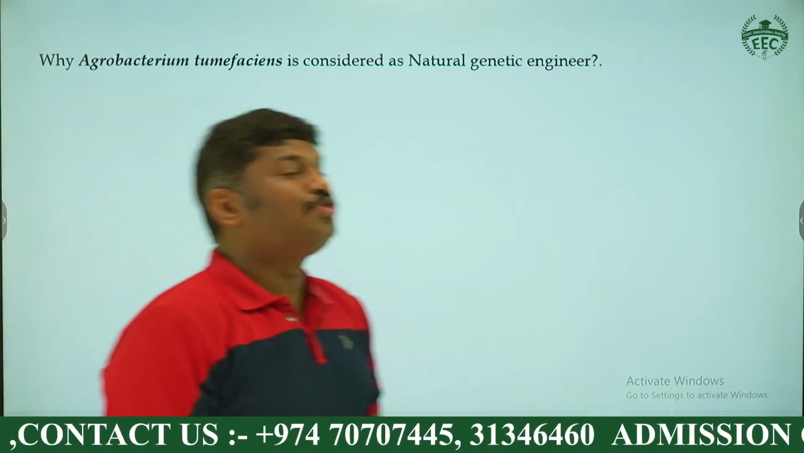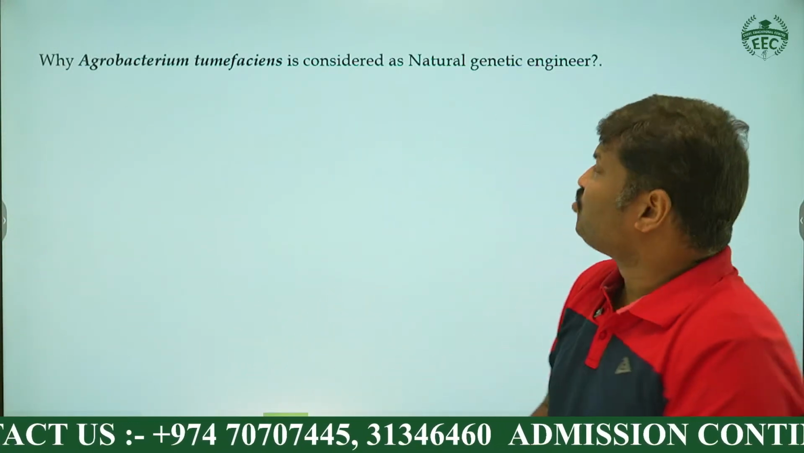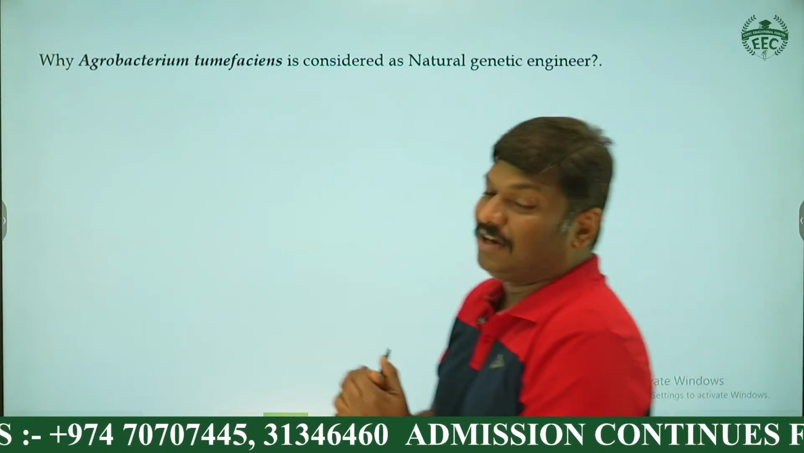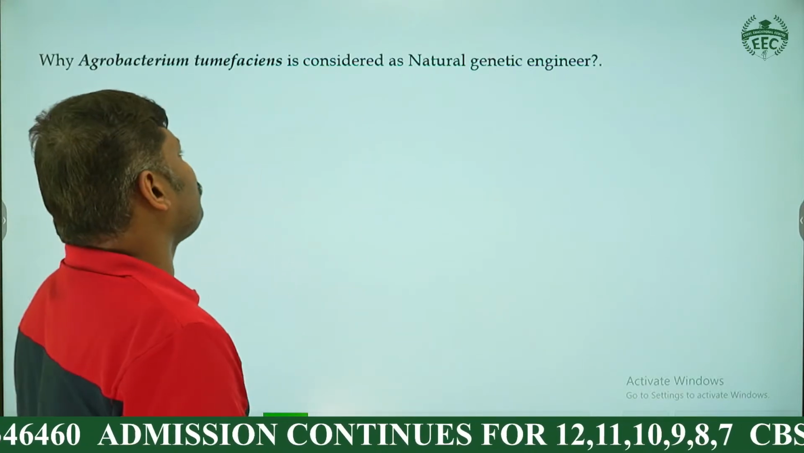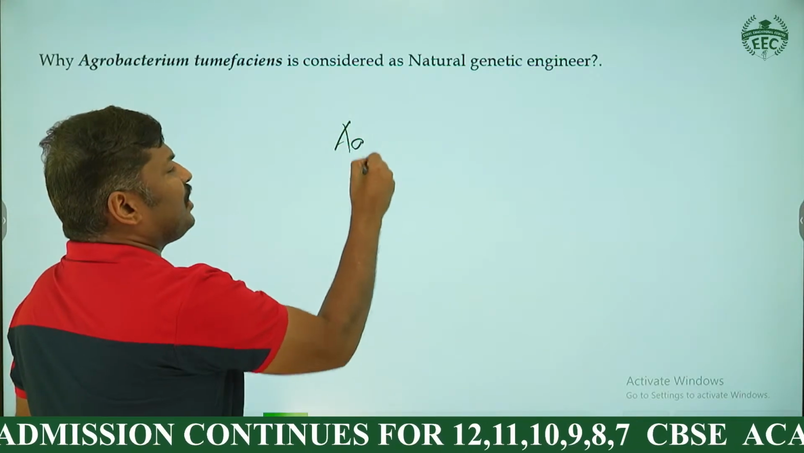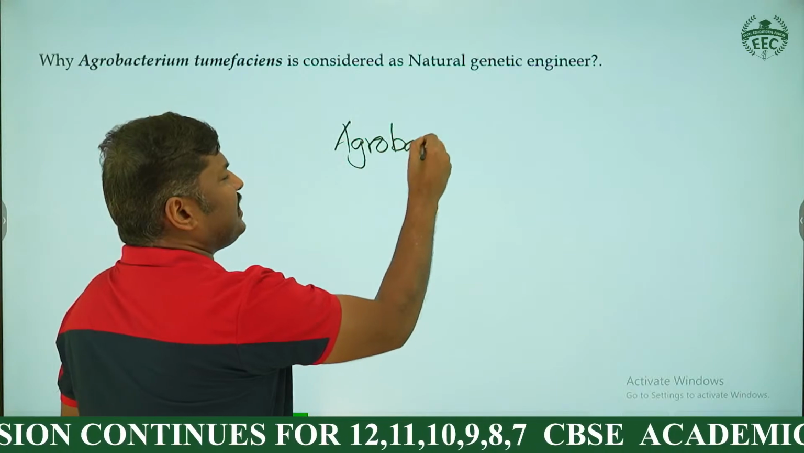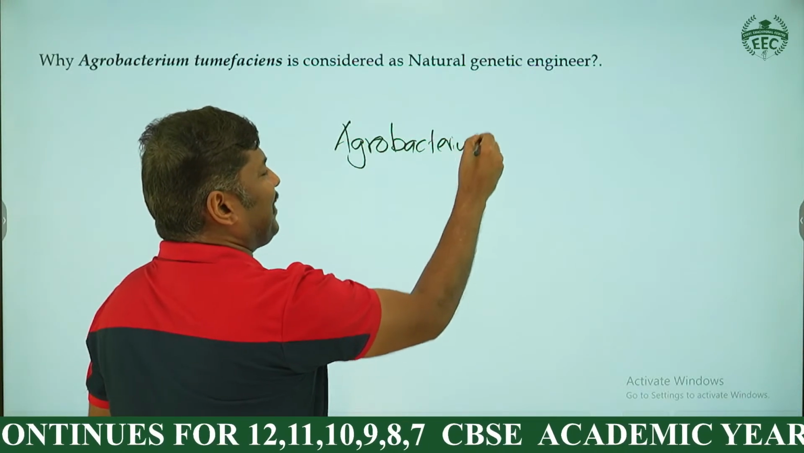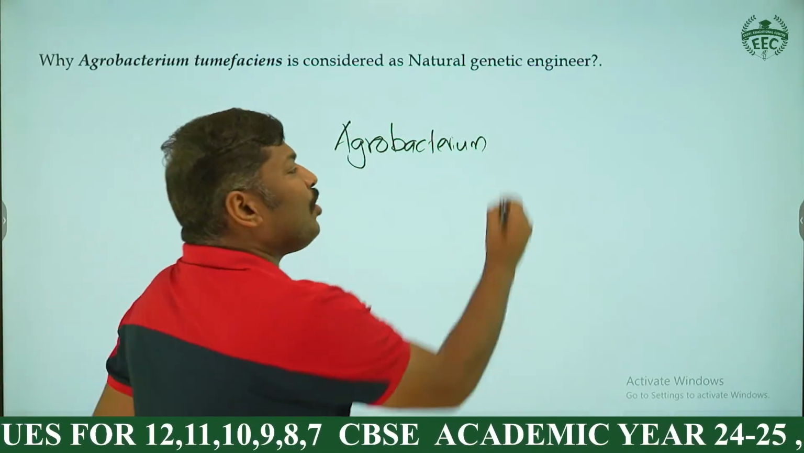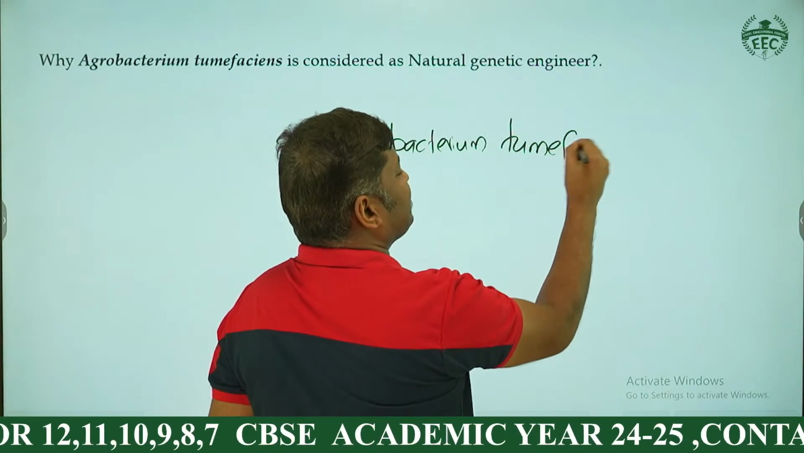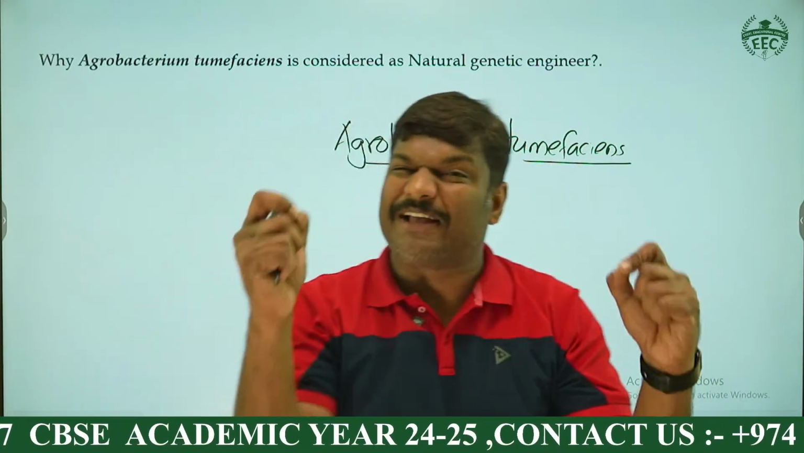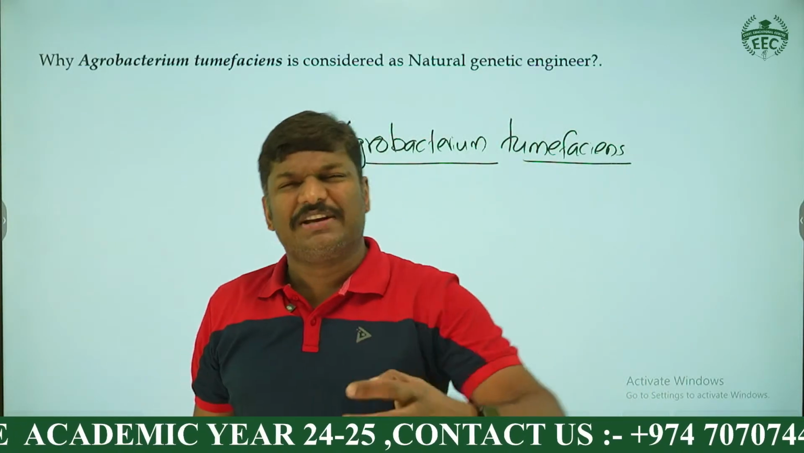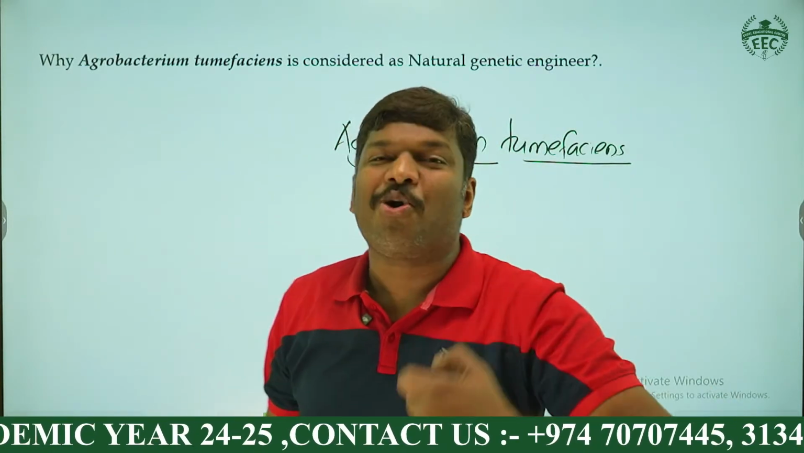Why is Agrobacterium tumefaciens considered the natural genetic engineer? There is a chance of this question being asked because it's a repeated question, my dear student. As you all know, Agrobacterium, as the word indicates, is related to plants. Agrobacterium tumefaciens is a special type of bacterium, and its speciality is that it is a pathogen to dicot plants.